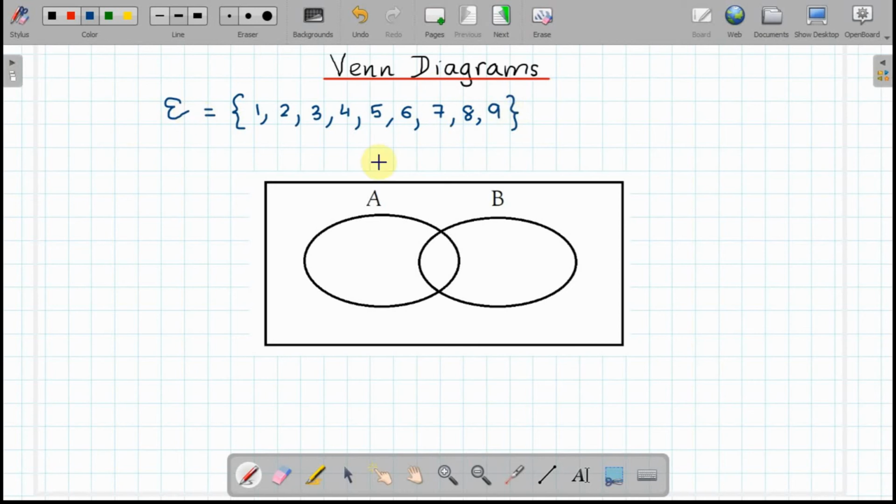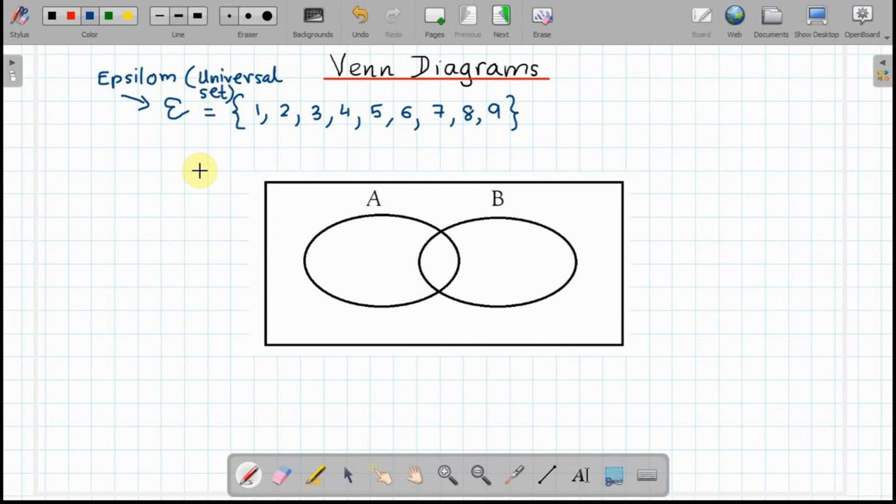Since these are all the numbers that are going to be in the Venn diagram, they are represented by the universal set. This is the Greek letter epsilon, and it represents the universal set. That's all the numbers in a Venn diagram.